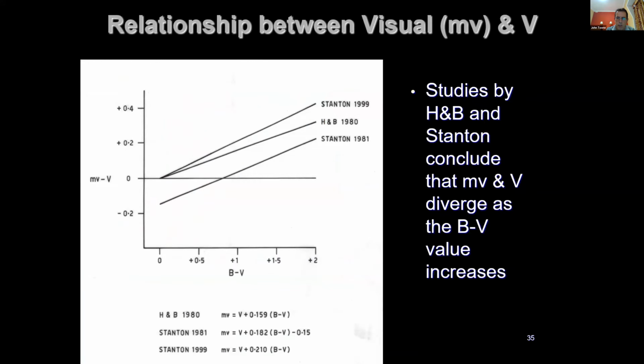And this is the relationship between visual and V. There have been studies undertaken by Howarth and Bailey and Stanton quite a few years ago now, but you can see that for red stars, there's a significant difference. Around a B minus V of 1, you've got a difference of about 0.2 of a magnitude, and this shows up in light curves. So you need to have an understanding of that relationship.